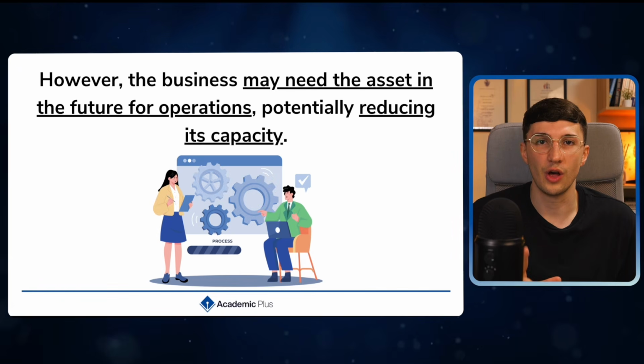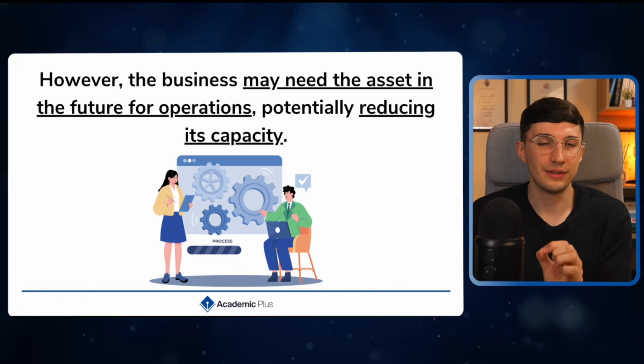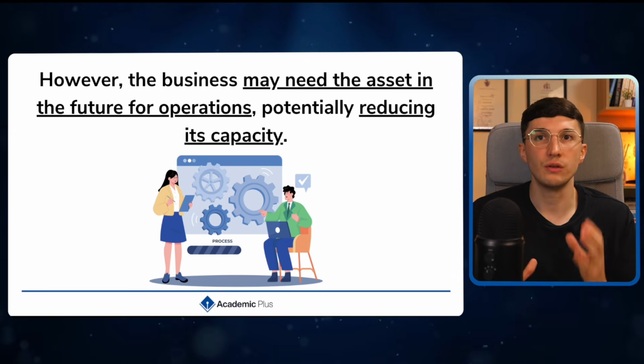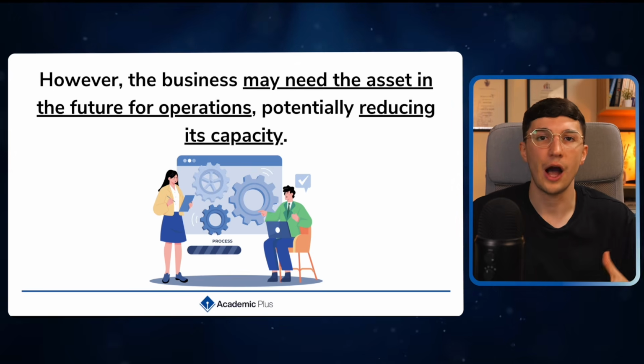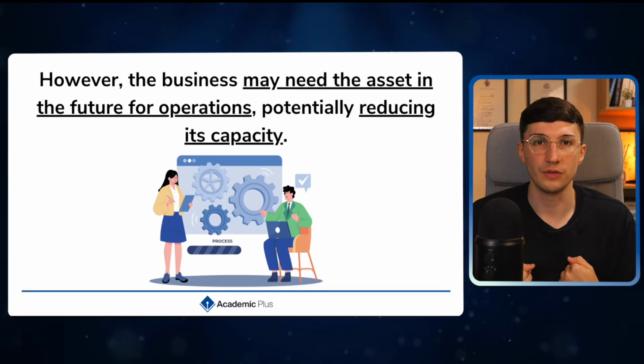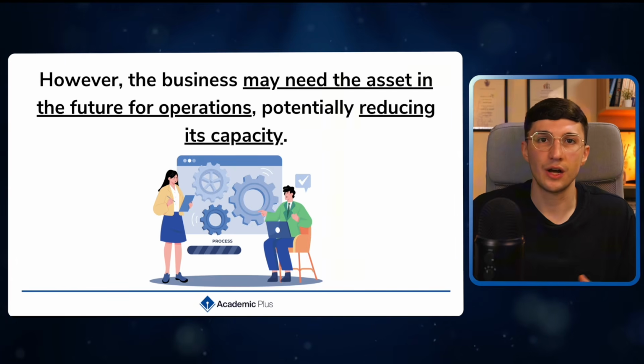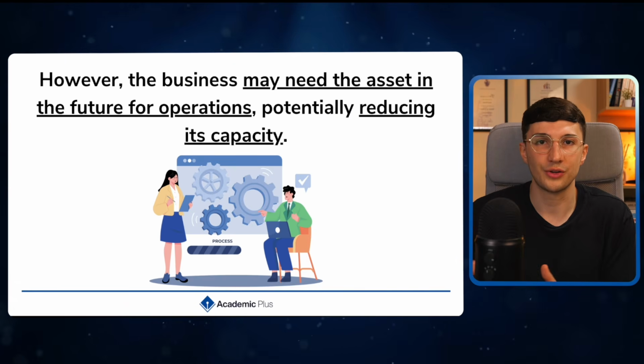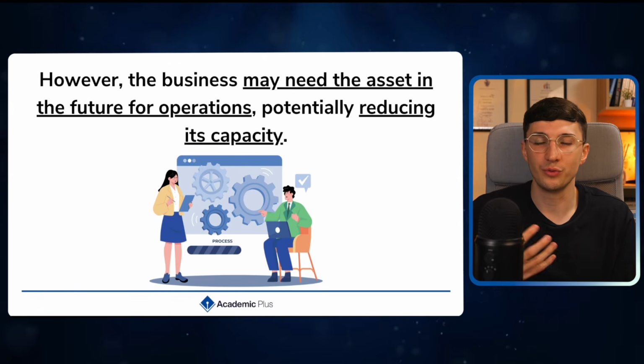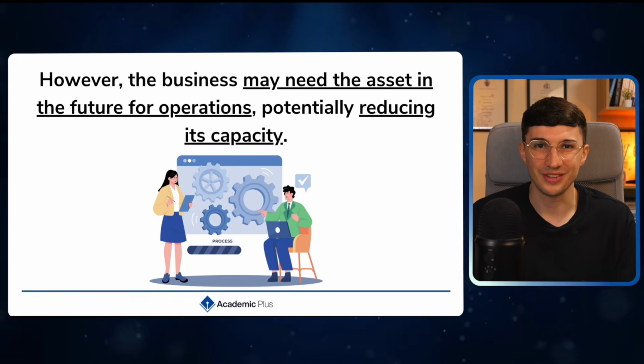The problem is though, that non-current asset that you're potentially selling could be quite useful for the business in the future to help produce their products, to help make more revenue. So for example, if I sell a non-current asset such as a delivery vehicle, well, I now have to think of alternative methods to deliver my products and services.